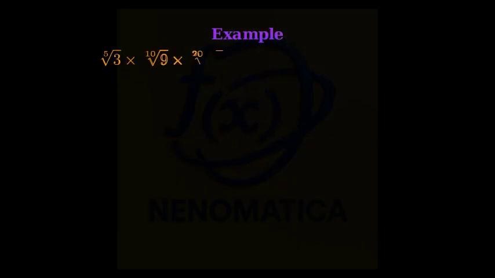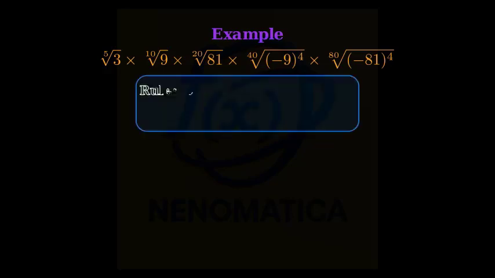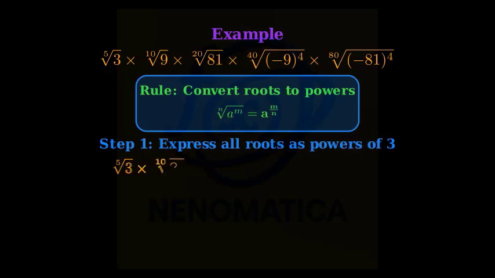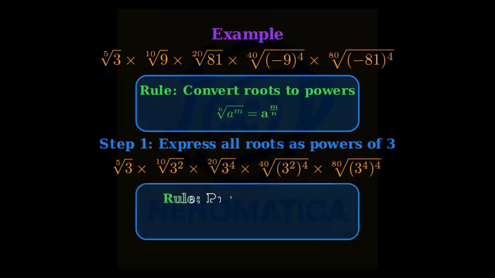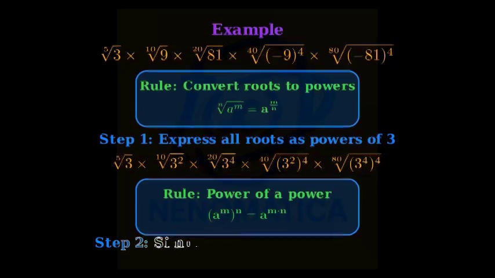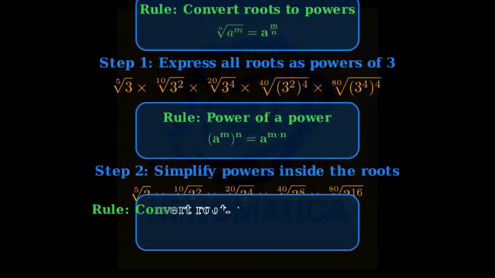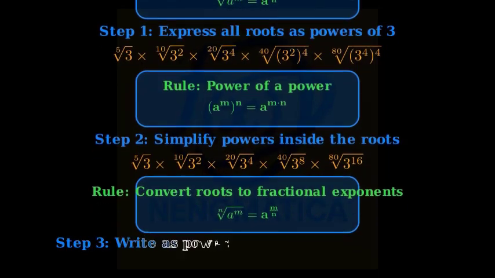Example. We will simplify the radical product. Step 1. Express every number as a power of 3. Now simplify powers that are inside the roots using the power of a power rule. Convert each root to a fractional exponent. Since the base is the same, add the exponents. The sum is 1, so the result is 3. Great job!